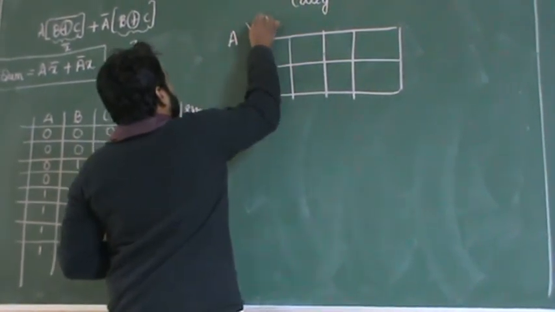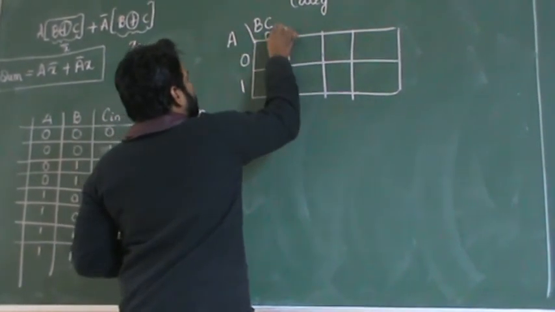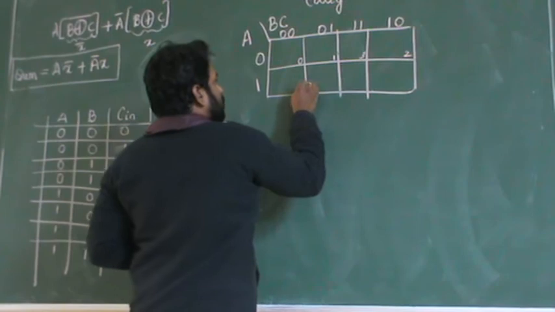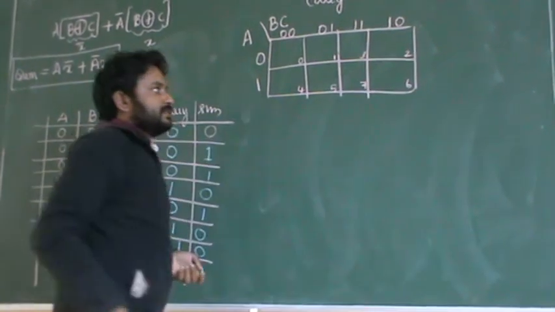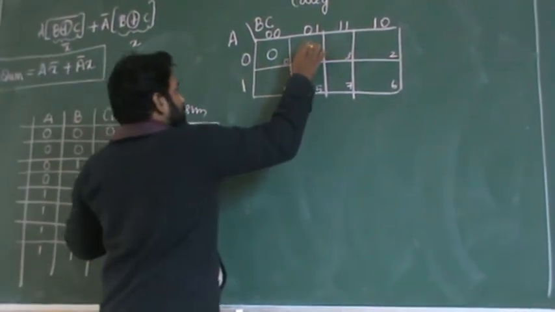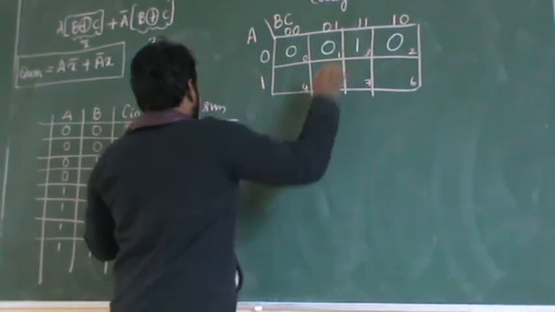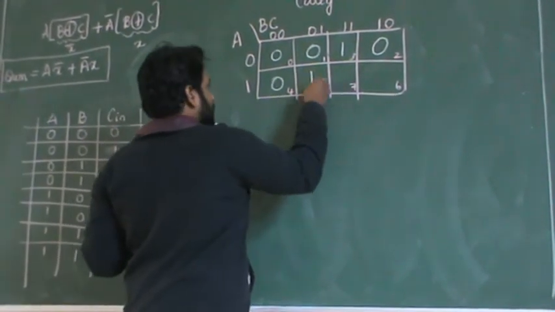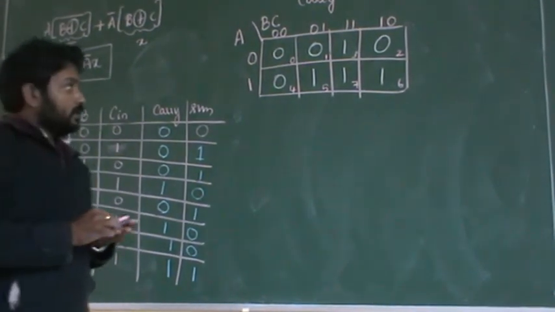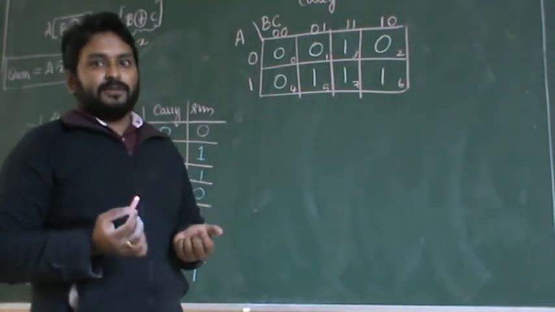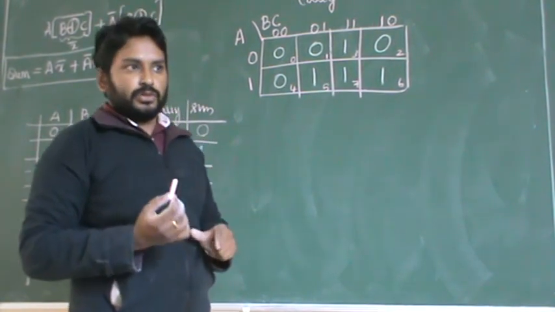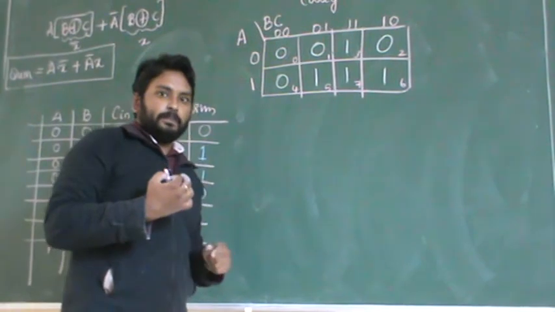So this is A and this is BC. 0 1 0 0 0 1 1 1 0. So 0th cell, first cell, second cell, third cell, 4th cell, 5th cell, 6th cell and 7th cell. Now if you just copy it from here, 0th cell is 0, first cell is 0, second cell is also 0, third cell is 1, 4th cell is 0, 5th cell is 1, 6th cell is 1 and 7th cell is 1. So now how to group it? Obviously we cannot go for an octet, we have to go for a quad. Since there are 4 ones, are all 4 ones continuous? No, so therefore we cannot go for a quad as well, we have to go for pairs.